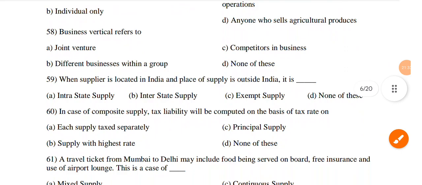Next question. Business vertical refers to option A joint venture, B different business within a group, C competitors in business, and D none of this. The correct option is B.